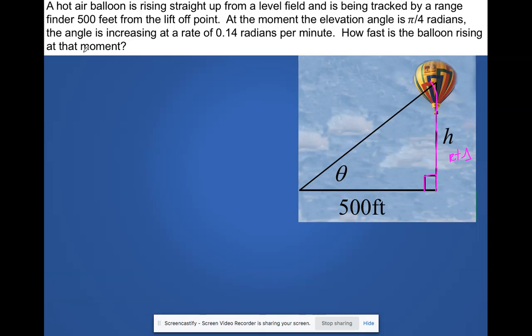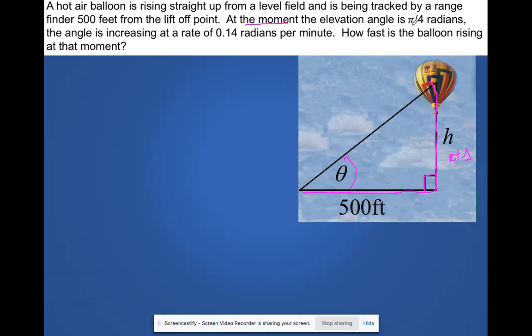It's being tracked by a rangefinder 500 feet. So I drew that. There's a side of the triangle. At the moment, there's time. At the moment the elevation angle is pi over 4 radians, and you know this is a math book because nobody says pi over 4 radians. We have to deal with radians all the time in math, especially because radians are so nice, unitless, but we don't talk in normal life about rising pi over 4 radians. So I'm starting to think, oh, I have a side and an angle, SOH CAH TOA.